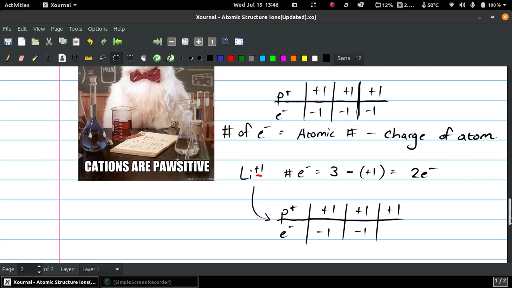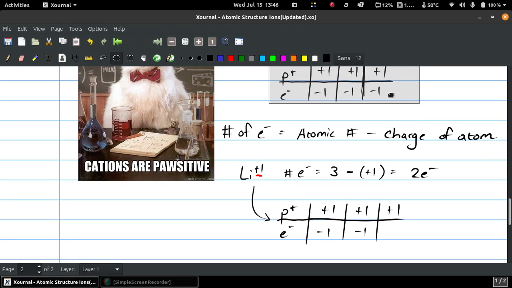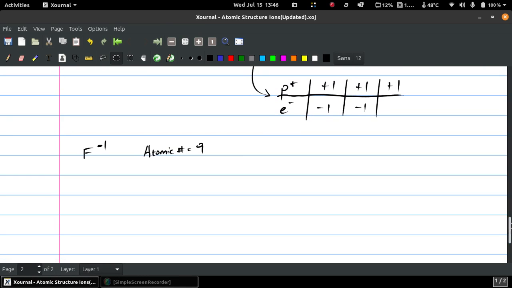Okay, so remember, number of electrons equals the atomic number minus the charge. So 3 minus 1 was 2. For this one, we have an atomic number of 9. So we do number of electrons equals 9 minus, and we have a charge of -1, so we write -1. This would be a positive, equals 10 electrons. I'm not going to do the chart for that, you just have to know.